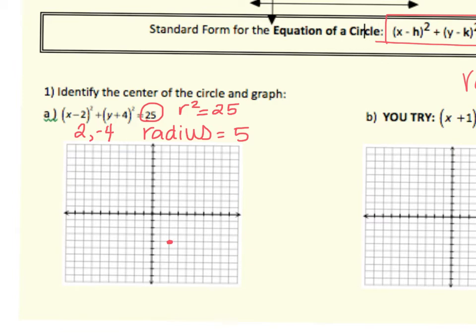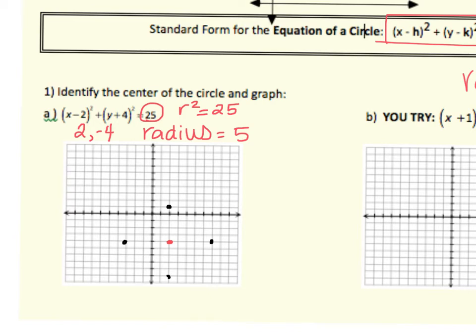So I'm going to count up 5, right 5, down 5, and left 5. So that's going to be here. 1, 2, 3, 4, 5. 1, 2, 3, 4, 5. 1, 2, 3, 4, 5.